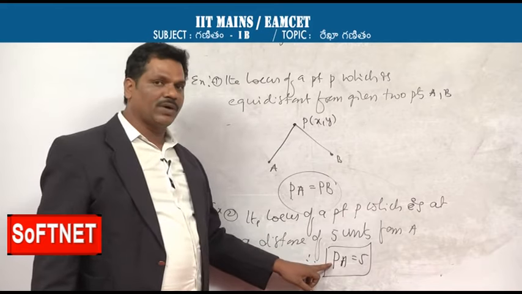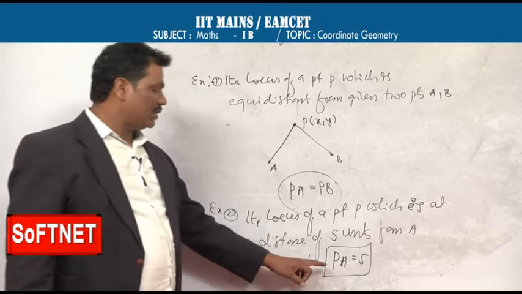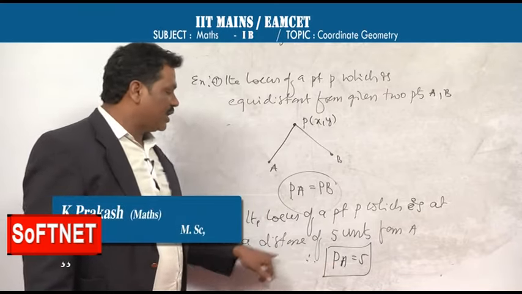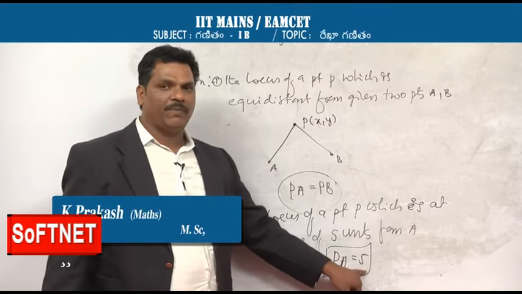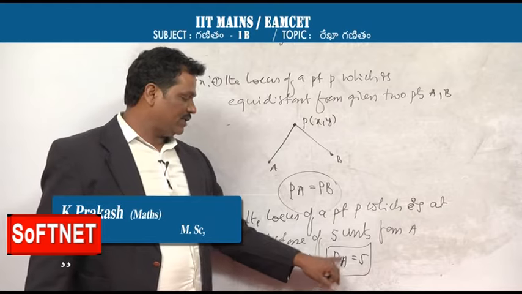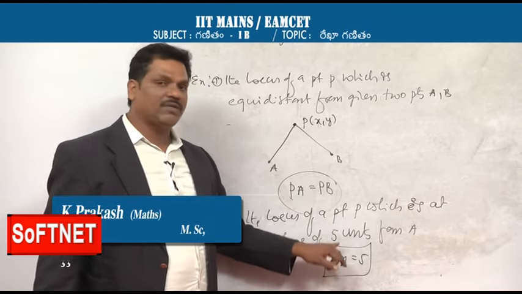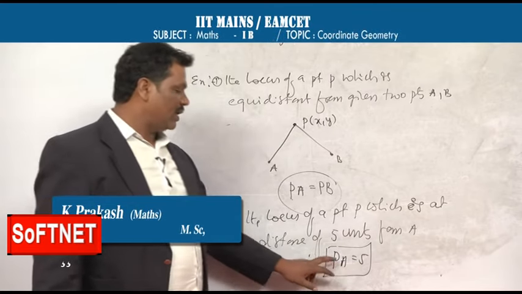P is what here? Locus of a point. A is a given point, with a given condition. The locus of a point which is at a distance of 5 units from A, the condition here is PA equal to 5. P is the locus of a point. A point satisfying the given condition or given property is called a locus.